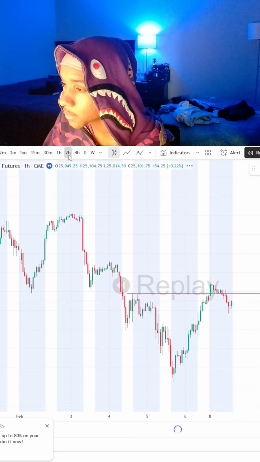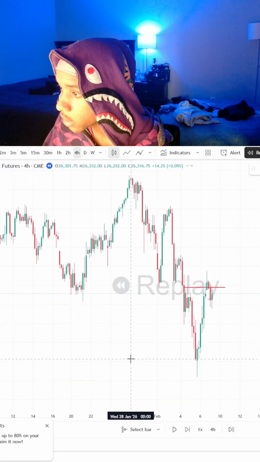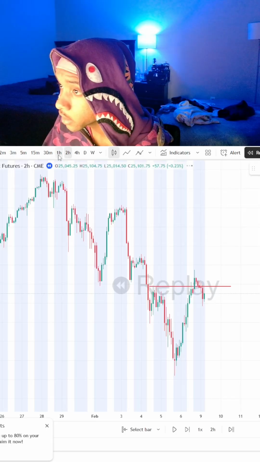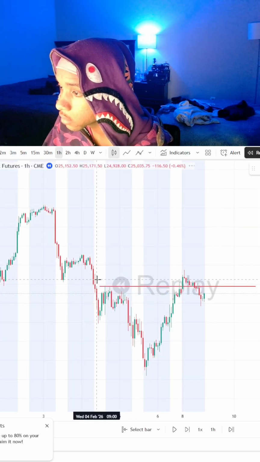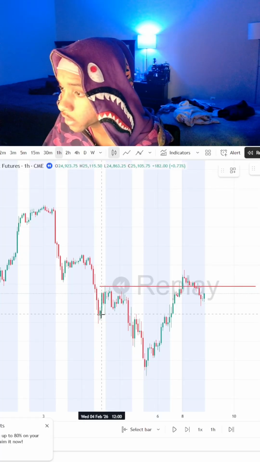Sometimes if your mind's a little bit more jumbled and you don't really know what's going on, go to a higher time frame. A higher time frame might help. Remember these pullbacks: every time we pull back and go lower, pull back, go lower. This is the high, right here in this range.